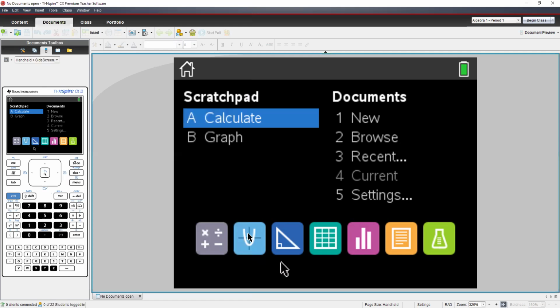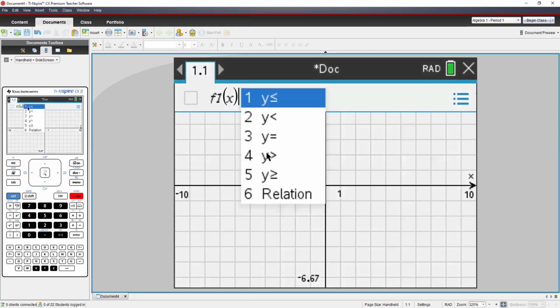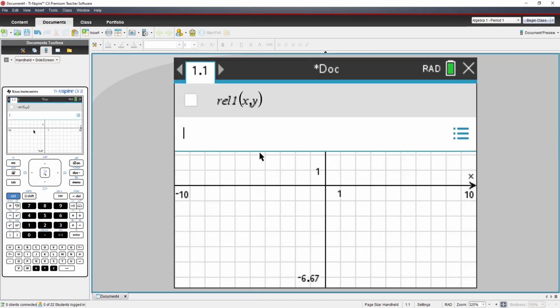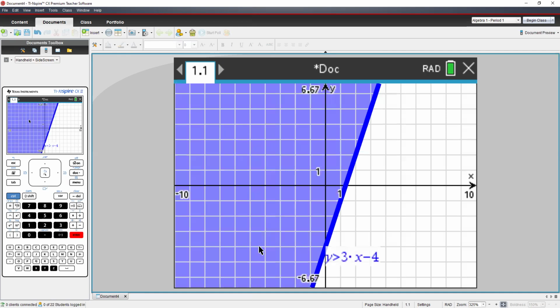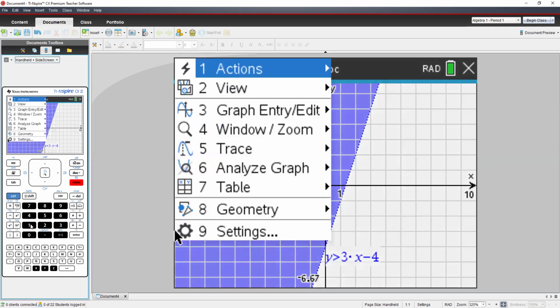First thing I want to do, I need my calculator. I'm going to get the graphing page, and it has to be in relation mode. So delete the equal sign, put 6 in there, and then type in the first inequality: y is greater than 3x minus 4. Press enter. That's what the graph looks like. Now I just need to find 2 points on here to plot. So I'm going to use menu 51, because that's basically all you have when you are in relation mode.